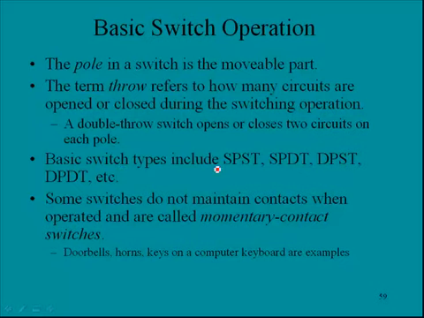Basic switch types include single pole, single throw, single pole, double throw, double pole, single throw, double pole, double throw, etc. Some switches do not maintain contact when operated and are called momentary contact switches, and these include doorbells, horns, and keys on a computer keyboard as examples.